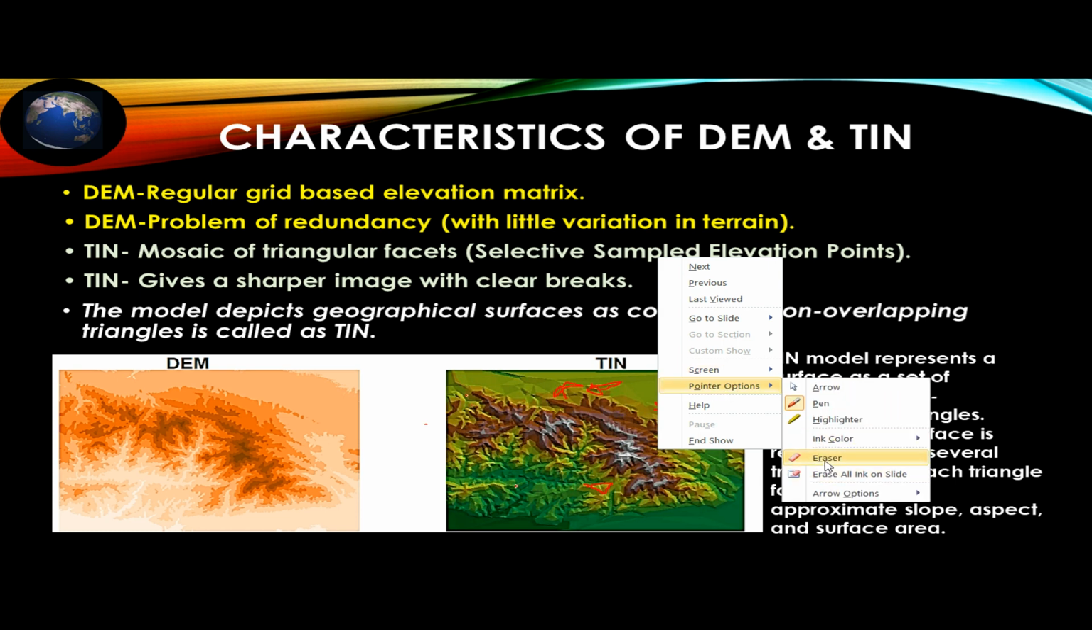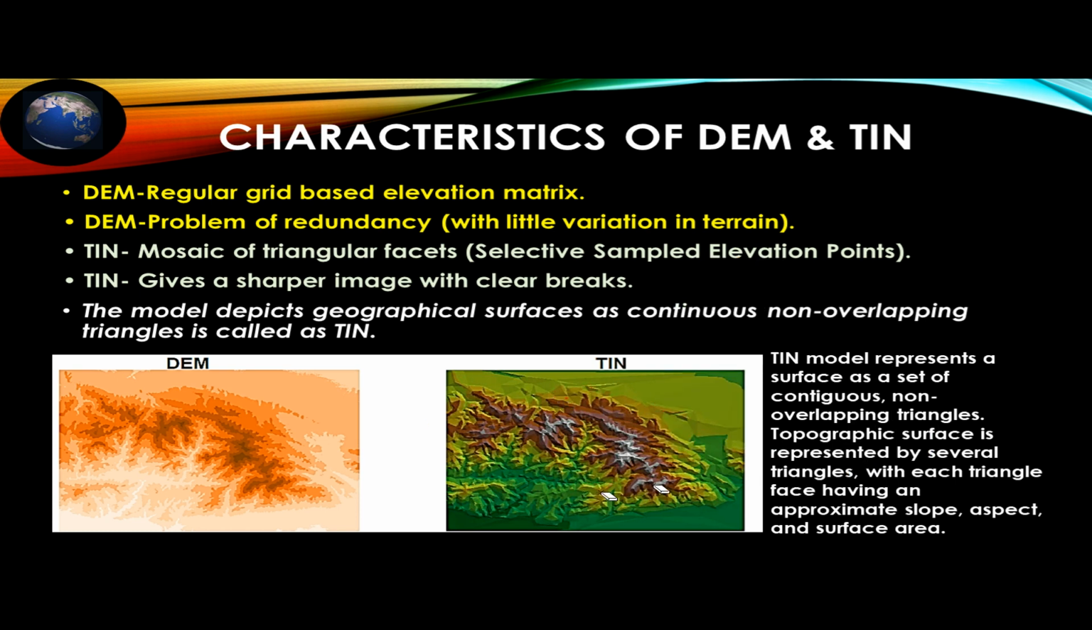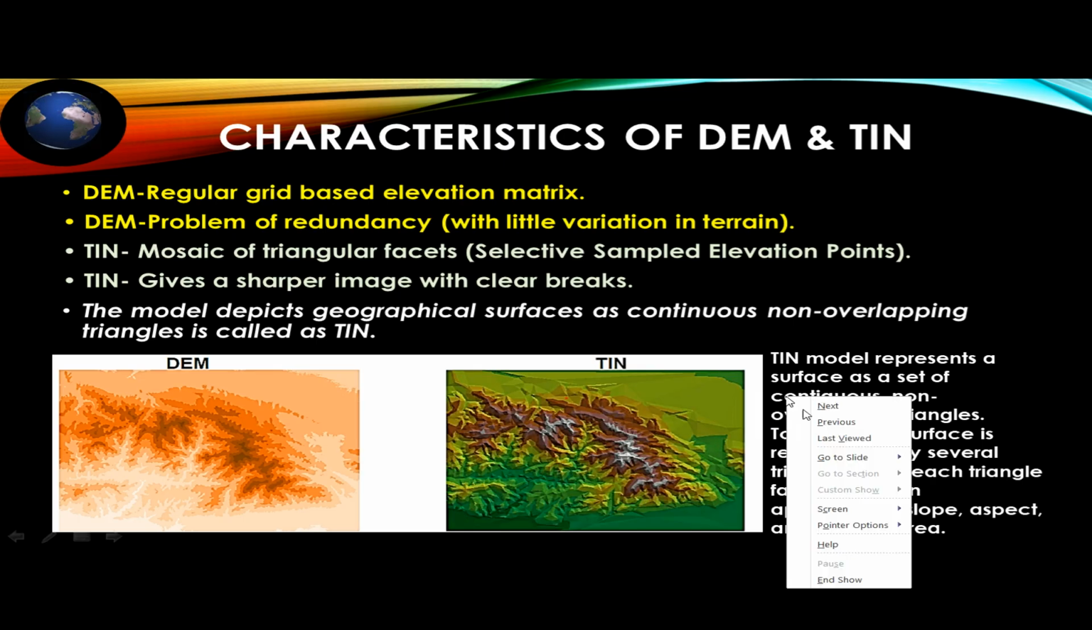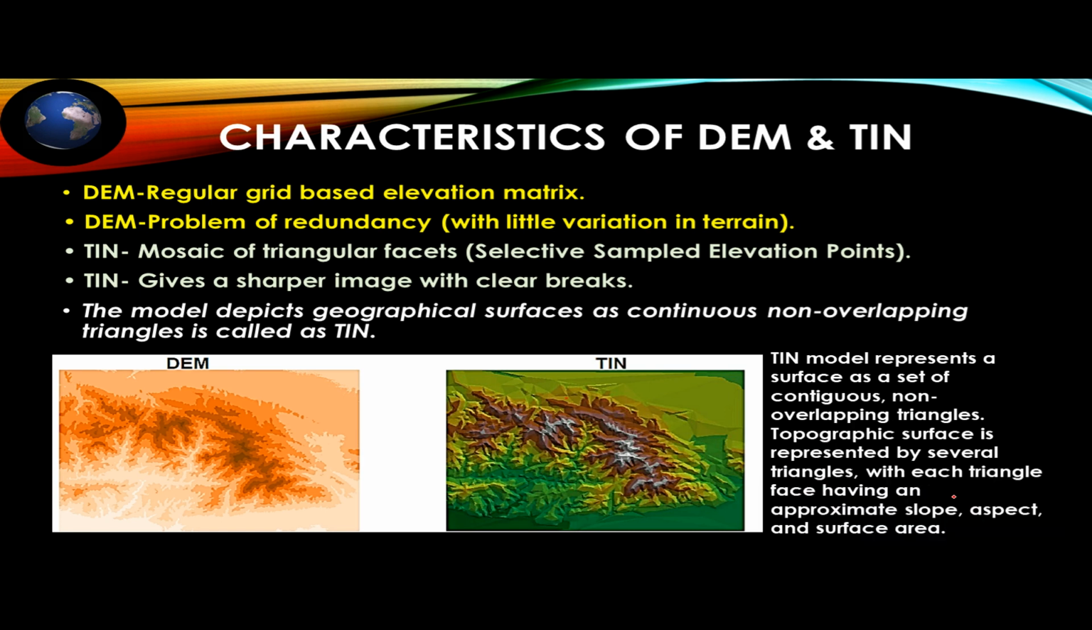So the topographic surface is represented by several triangles, with each triangle face having an approximate slope or aspect of the earth's surface. You see, having an approximate slope of the earth's surface. See here. You can also see here. So like that it will move.